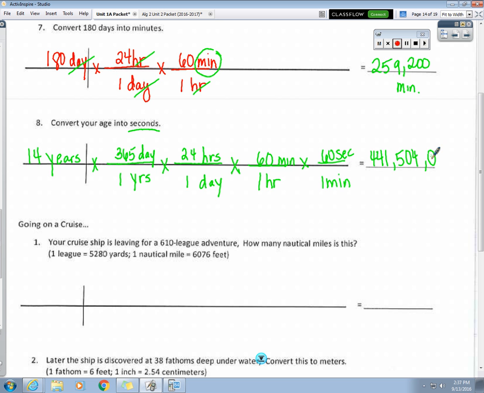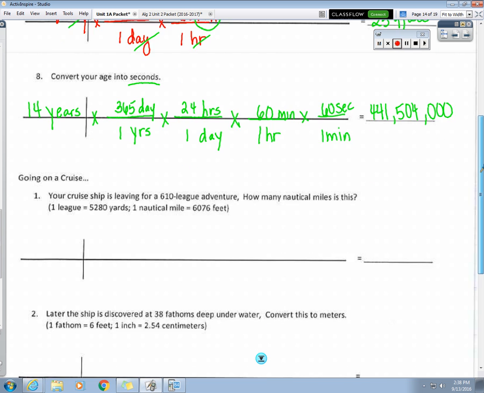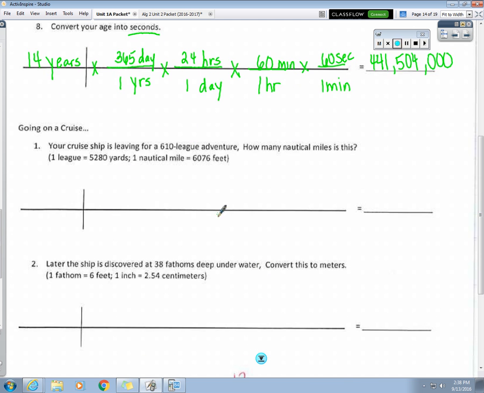441,504,000. Is that what everybody sees on their calculators? Okay, number 1 down bottom. Your cruise ship is leaving for a 610-league adventure. How many nautical miles is this?